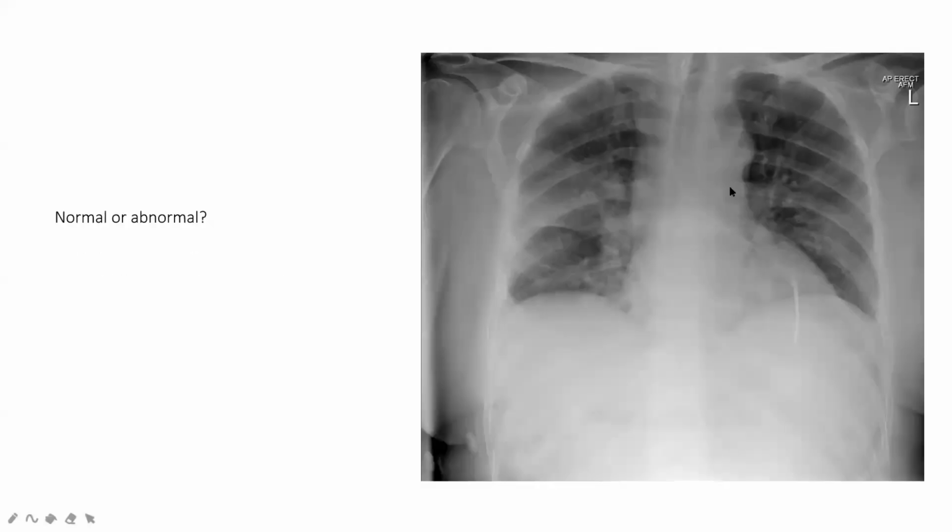Okay, what about this one? Is this normal or abnormal?